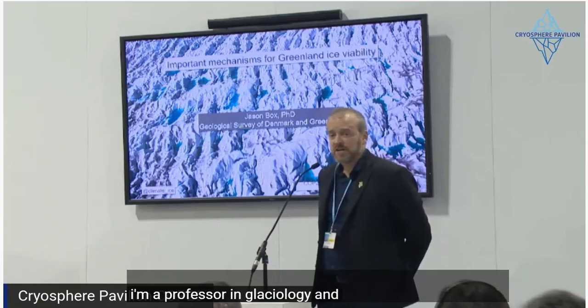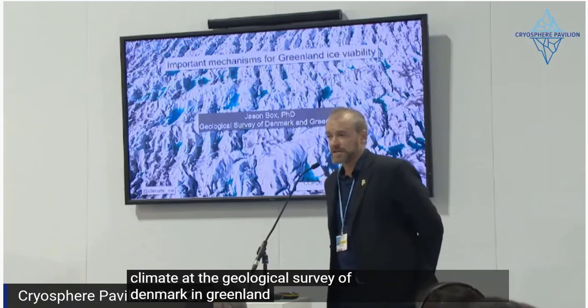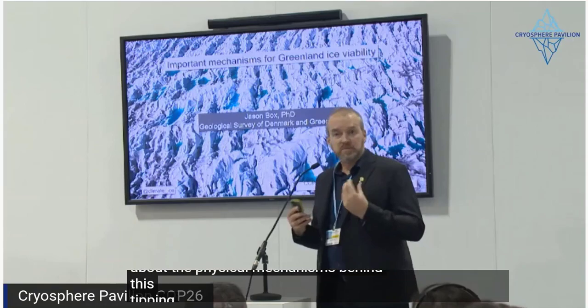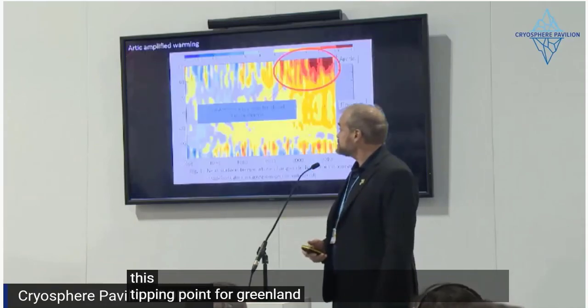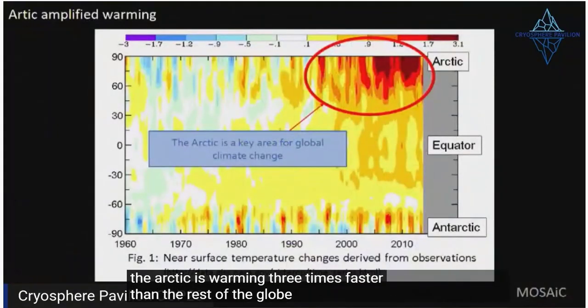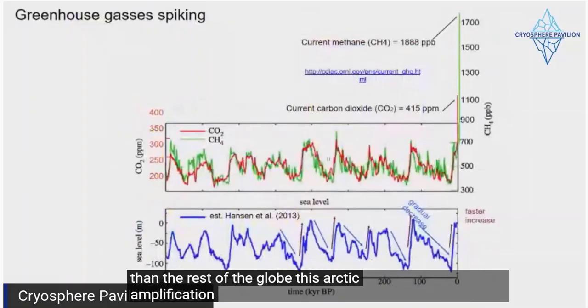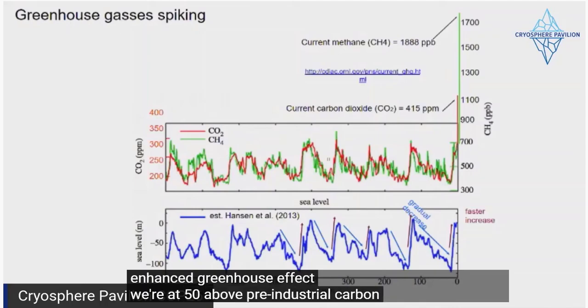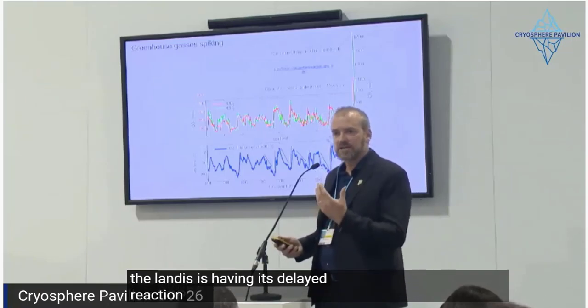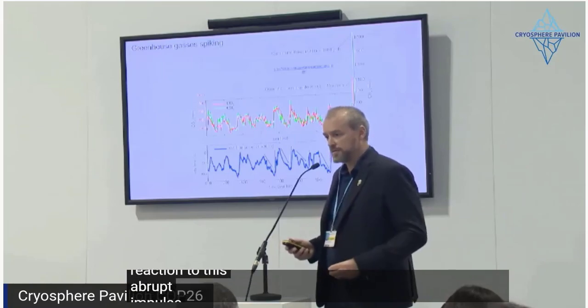I'm a professor in glaciology and climate at the Geological Survey of Denmark and Greenland, and I want to talk about the physical mechanisms behind this tipping point for Greenland. And an important frame is the fact that the Arctic is warming 3 times faster than the rest of the globe. This Arctic amplification, driven of course by stunning spikes in enhanced greenhouse effect. We're at 50% above pre-industrial carbon, and the land ice is having its delayed reaction to this abrupt impulse.